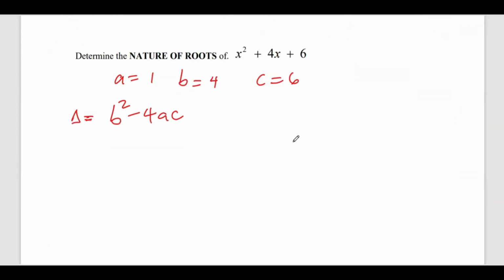So let's try to do the substitution of these variables into this expression. So that's gonna be 4 squared minus 4 times 1 times 6. So it's gonna be 16 minus, what is 6 times 4? That's gonna be 24 now. I hope what I'm doing is correct.